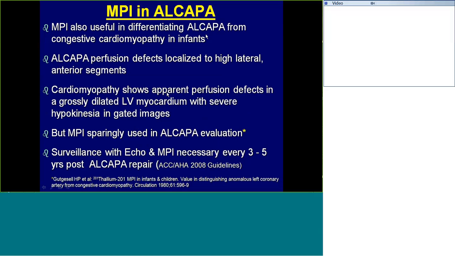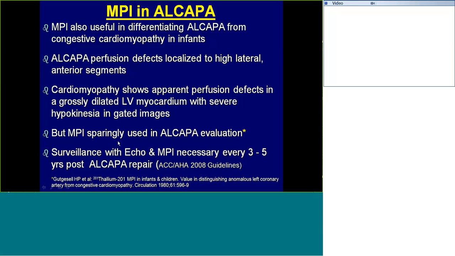On the other hand, in advanced forms of Alcapa, you are going to show significantly important perfusion defects in the lateral and anterior segments, that is the left main disease or the left coronary territories. You are going to show significant perfusion defects. So this is an important and easy way of differentiating congestive cardiomyopathy from advanced Alcapa.